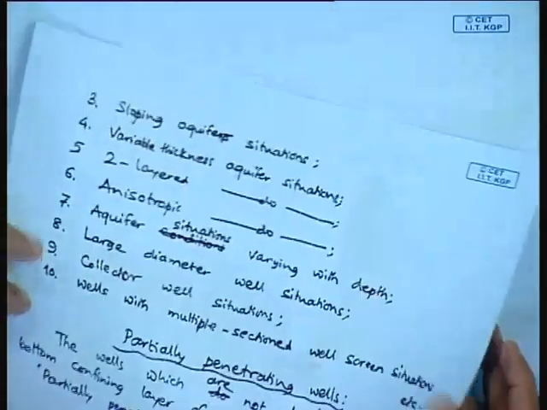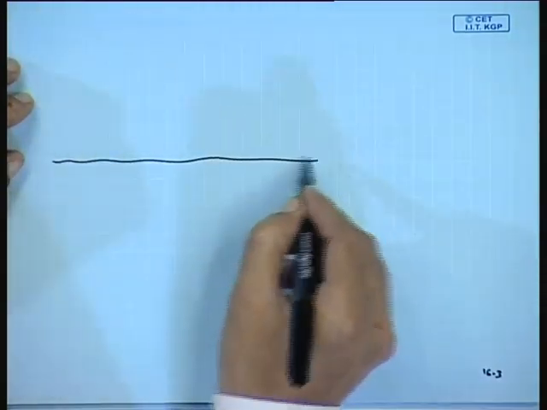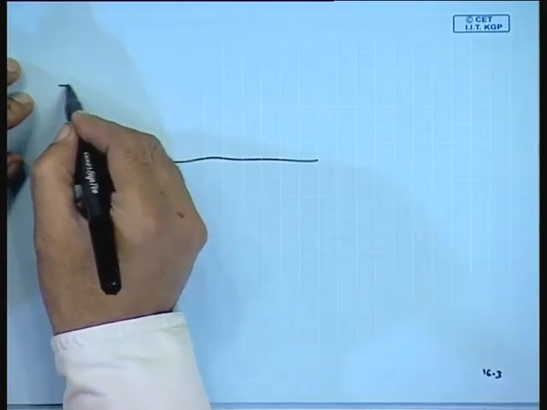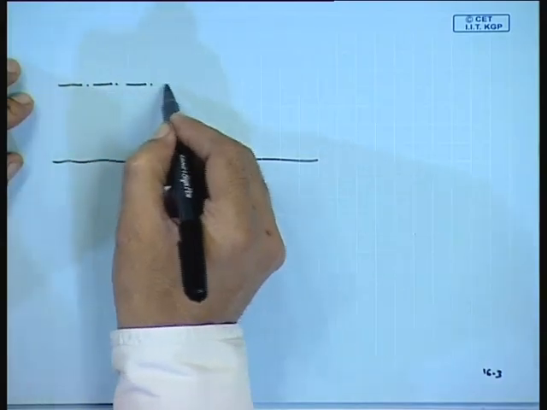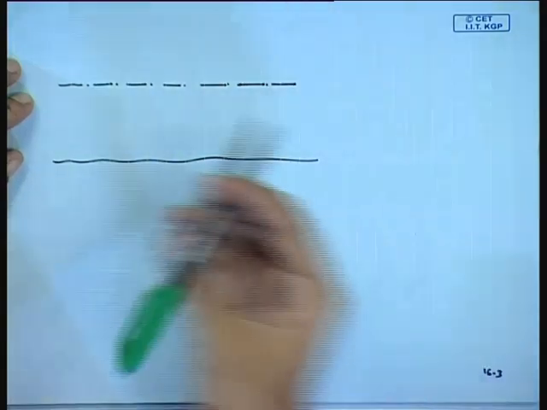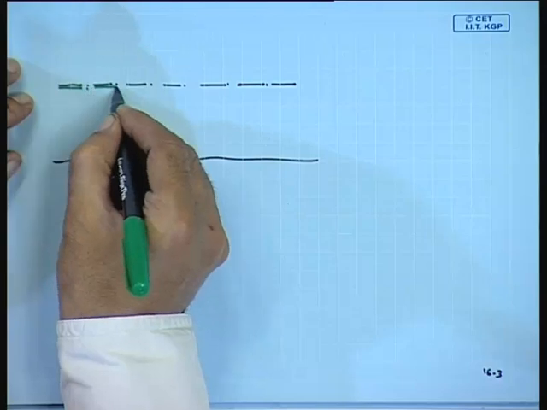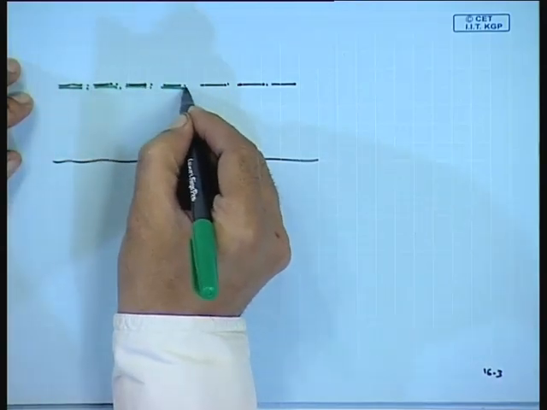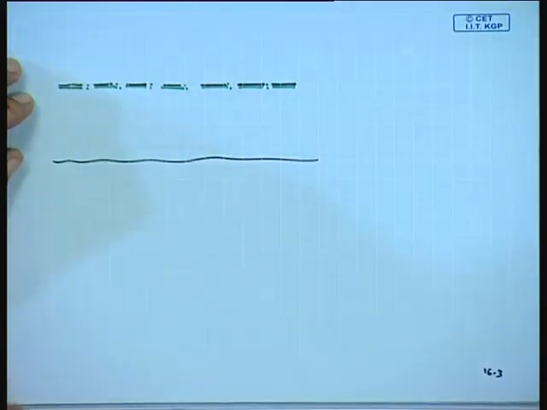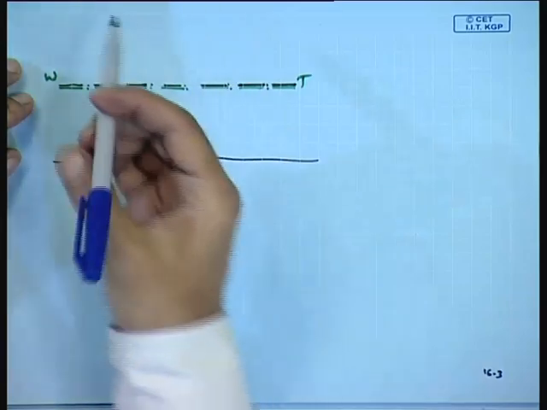The following sketch will represent these three. Let us consider, for simplicity, one water table aquifer. Sticking to the convention of green for water table, this is the water table, and then there is the ground level.